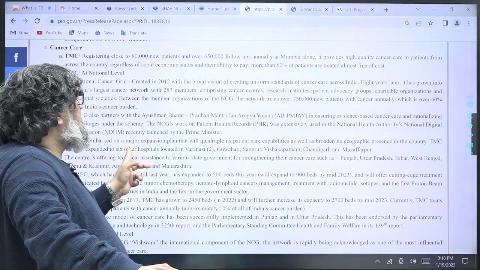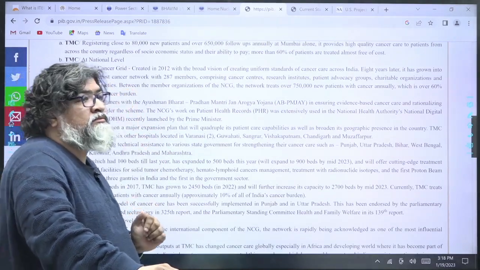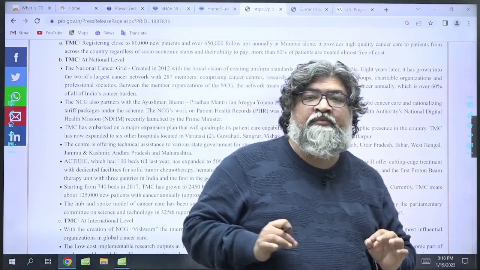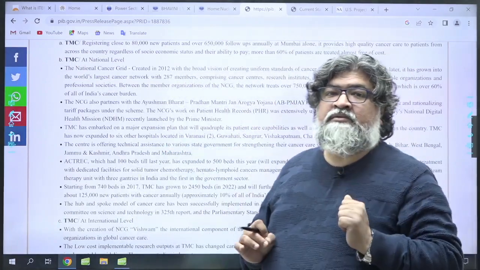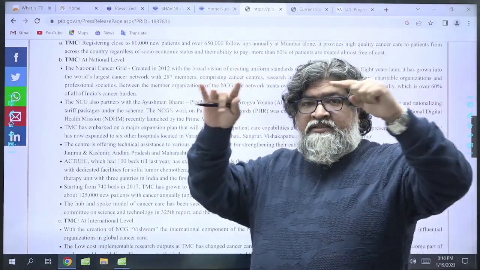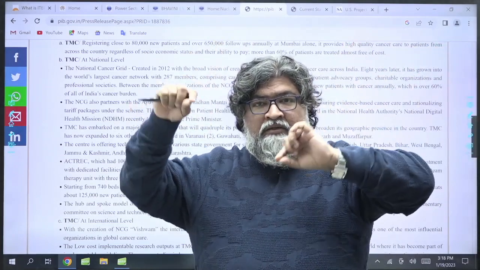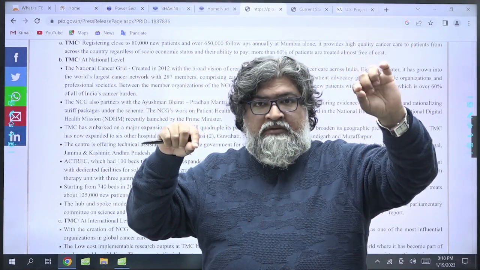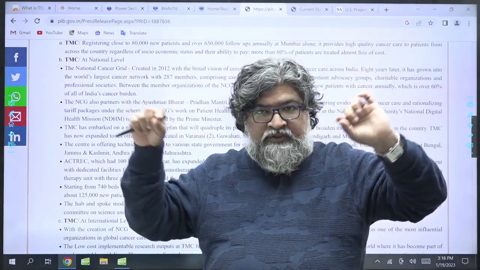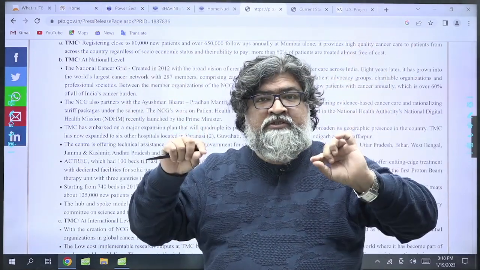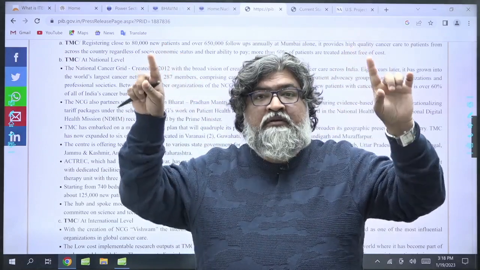फिर यहाँ पर क्या है? Cancer grid. Government of India, central government is creating a national cancer grid. नेशनल कैंसर ग्रिड. That means all throughout India, there will be research centers, treatment centers, diagnostic centers, cancer hospitals in different parts of the country.